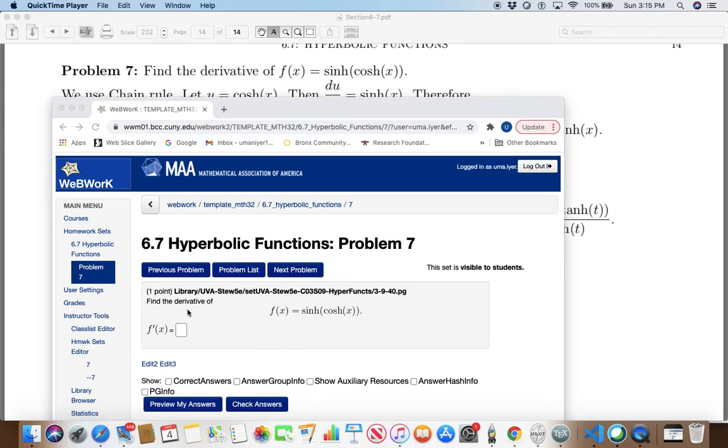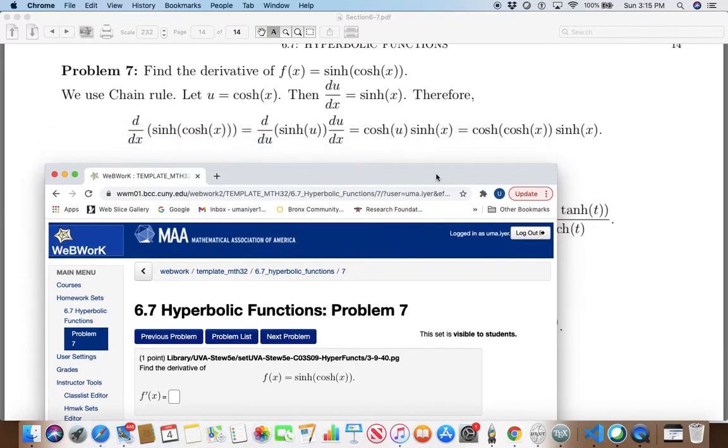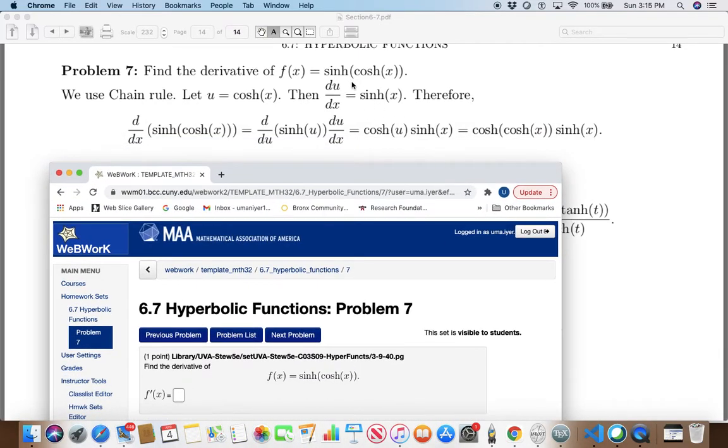Problem 7. Find the derivative of sinh(cosh x). So notice it is chain rule once again. You set u to be cosh x. Then the derivative of u with respect to x is sinh x.